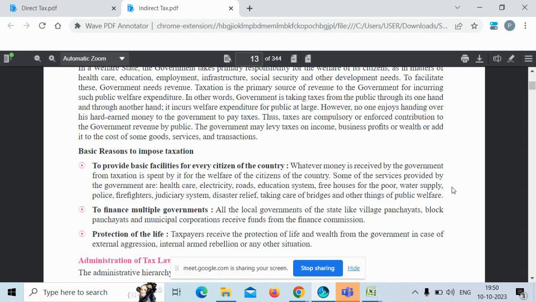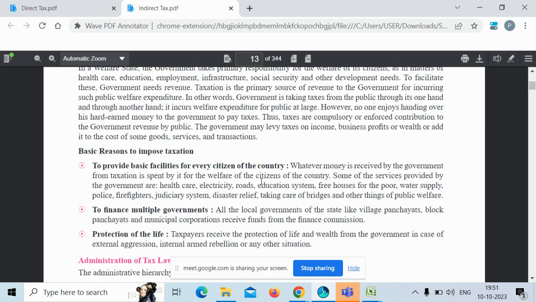Some of the services provided by the government are healthcare, electricity, roads, education system, free houses for the poor, water supply, police, firefighters, judiciary system, disaster relief, taking care of bridges, and other things of public welfare. So this is to provide basic facilities for every citizen of the country. That is the first reason for imposition of taxation.